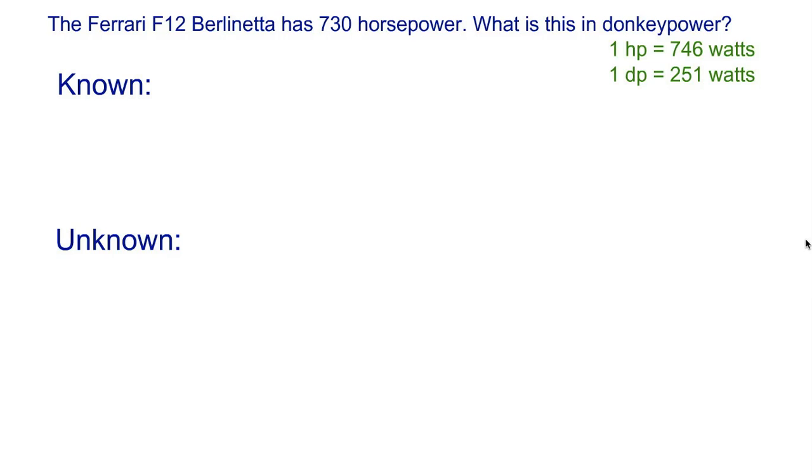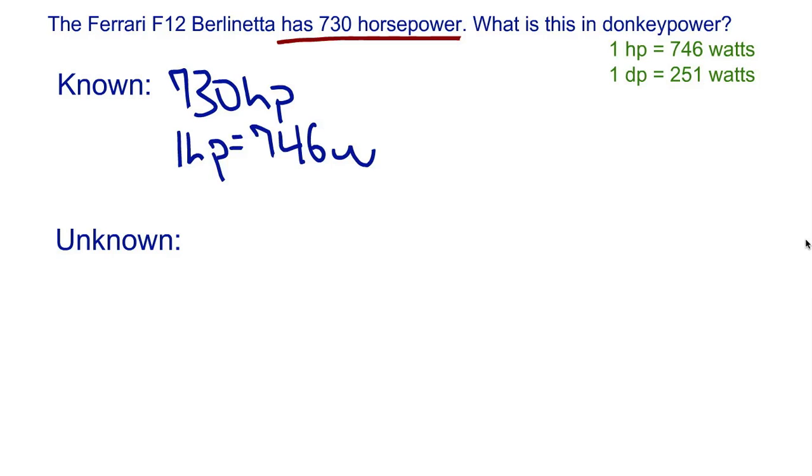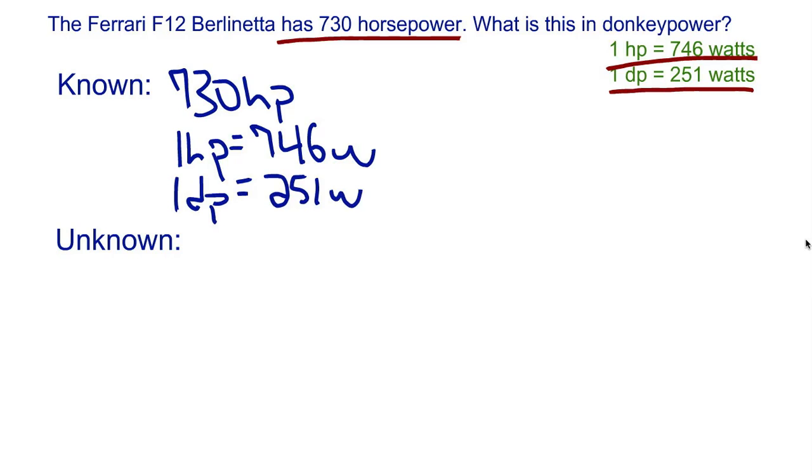We know that the Ferrari has 730 horsepower. And we also know that 1 horsepower equals 746 watts. That's given to us. And we know that 1 donkey power equals 251 watts. That is also given to us.